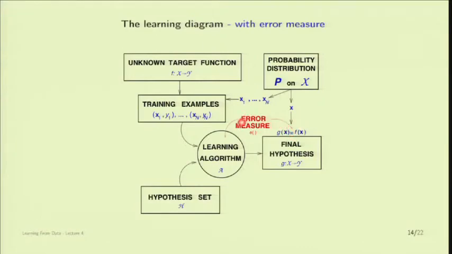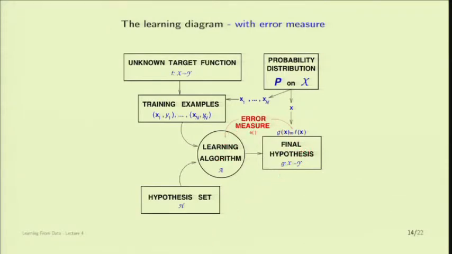The other thing is that you have to feed the error measure to the learning algorithm, because what does the learning algorithm do when you have an error measure? It minimizes the in-sample error, let's say in this case, and the in-sample error depends on your error measure. If you are minimizing squared error, that's different from minimizing another type of error. So the error measure feeds into those two.